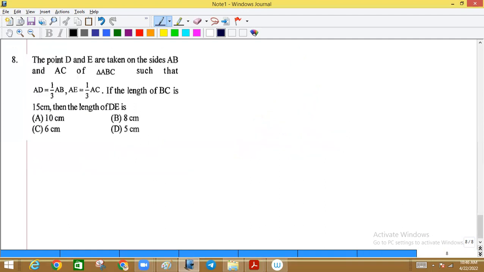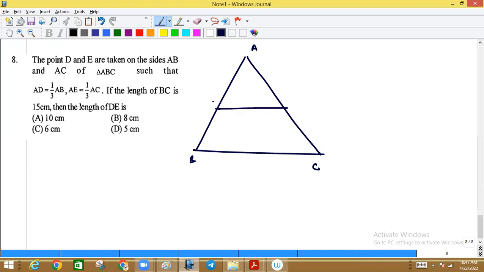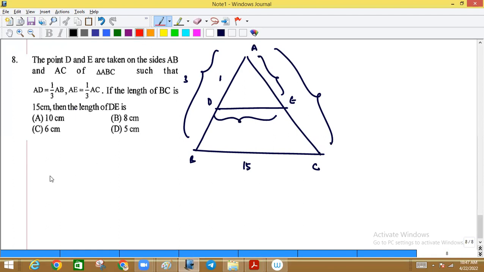Points D and E are taken on the sides AB and AC of a triangle ABC. This is a very common question. You have to imagine the figure, and D and E are the points on AB and AC such that AD is equal to 1/3 of AB. So it is 1, this one is 3. This one is also 1/3 of AC. Then the length of BC is 15. Obviously, what is the length of DE? DE is also 1/3 of BC, which is equal to 5 centimeter, because it is 15.